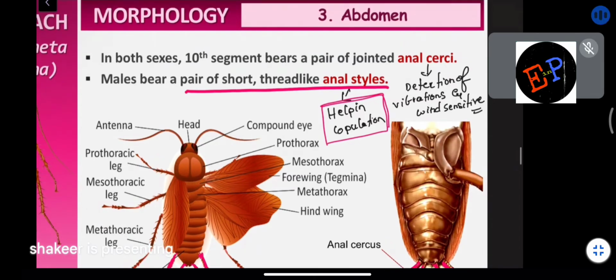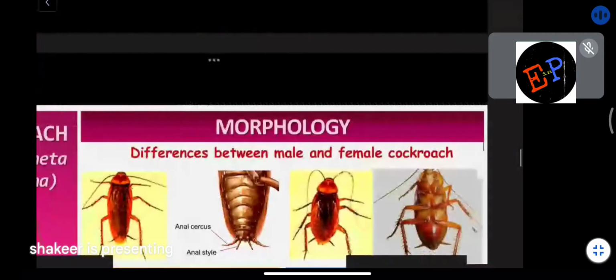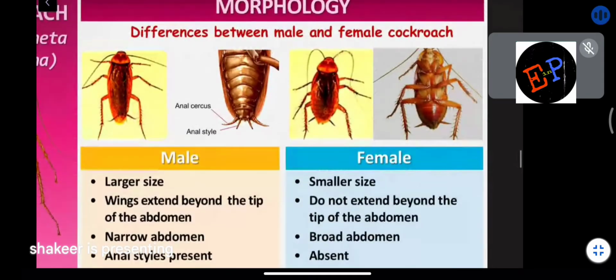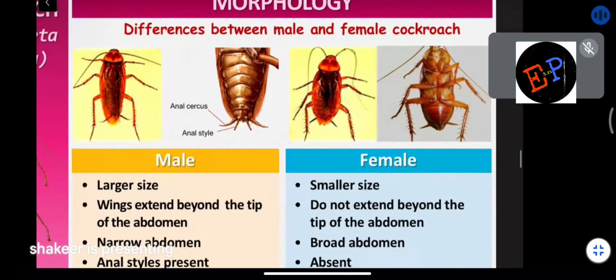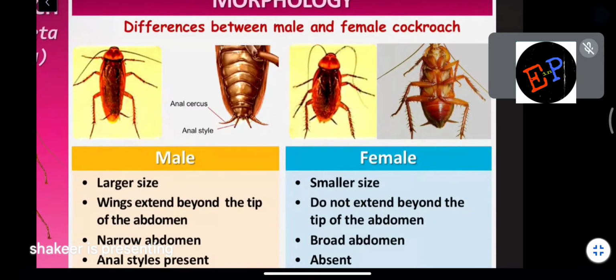So therefore, males and females both have anal cerci for sensing vibrations and the direction of winds, and males have anal styles which are responsible for copulation. So then he is giving the differences between male and female cockroaches. Clear, no? Males are larger in size, so females should be smaller in size. Wings extend beyond the tip of the abdomen.